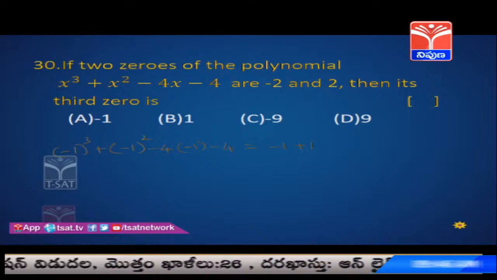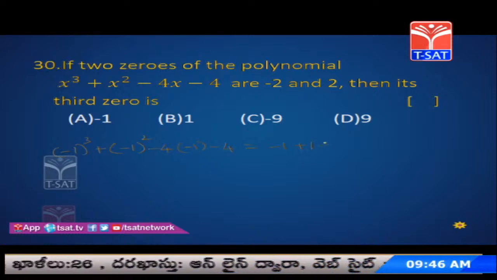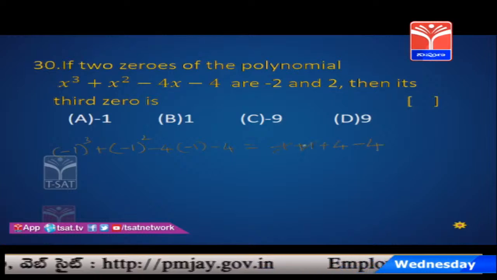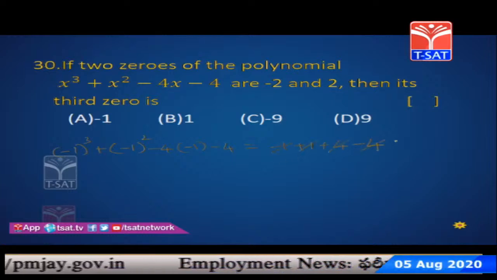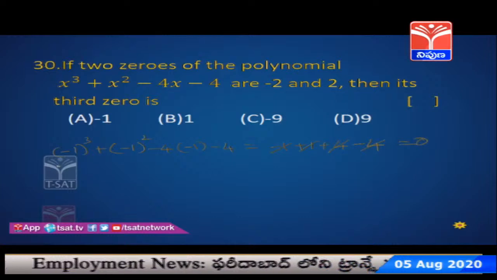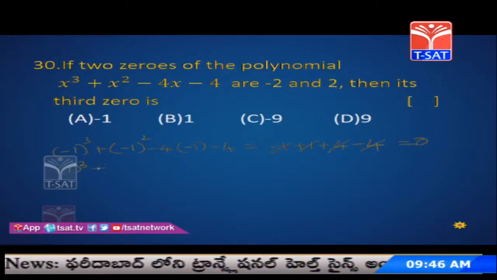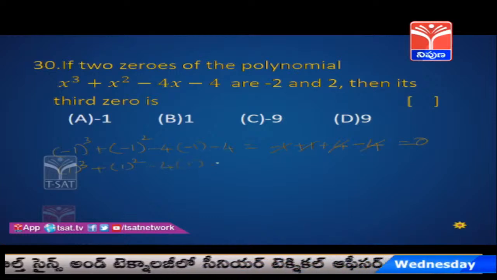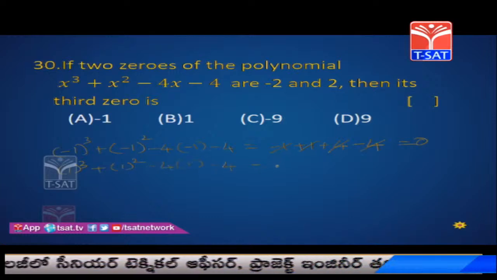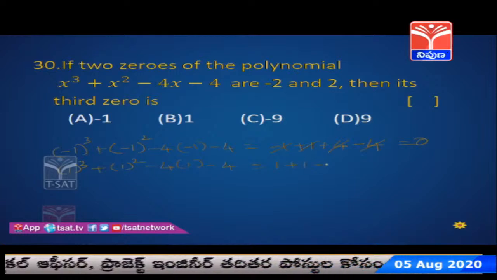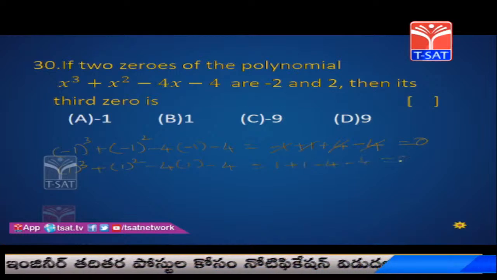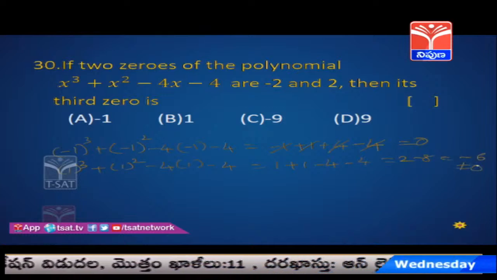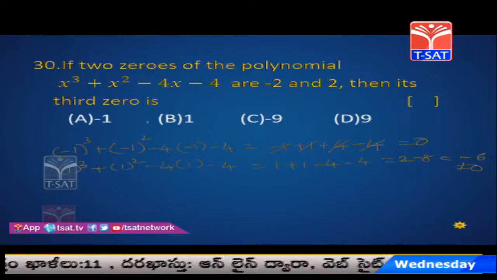What you will get: minus 1 whole cube is minus 1, plus minus 1 whole square is plus 1, minus into minus is plus, 4 ones are 4, minus 4, minus 1 plus 1 gets cancelled, 4 minus 4 gets cancelled, 0. Then you substitute 1 here: 1 plus 1 minus 4 minus 4, that is 2 minus 8 equals minus 6. So this is not equal to 0, so this is not correct.